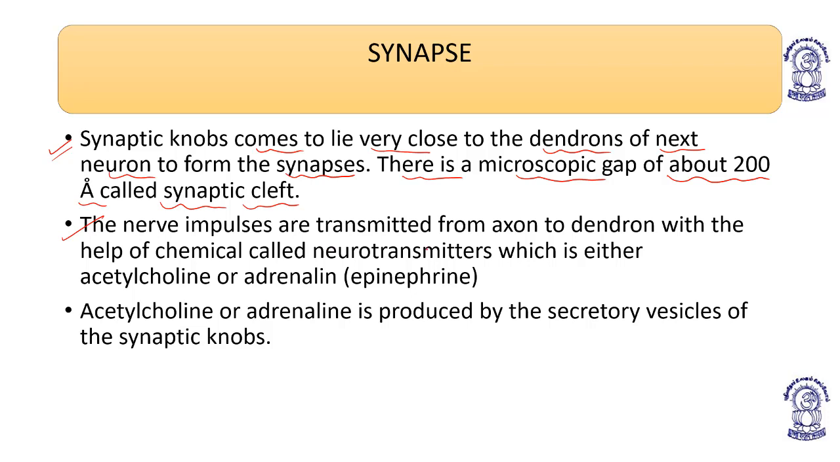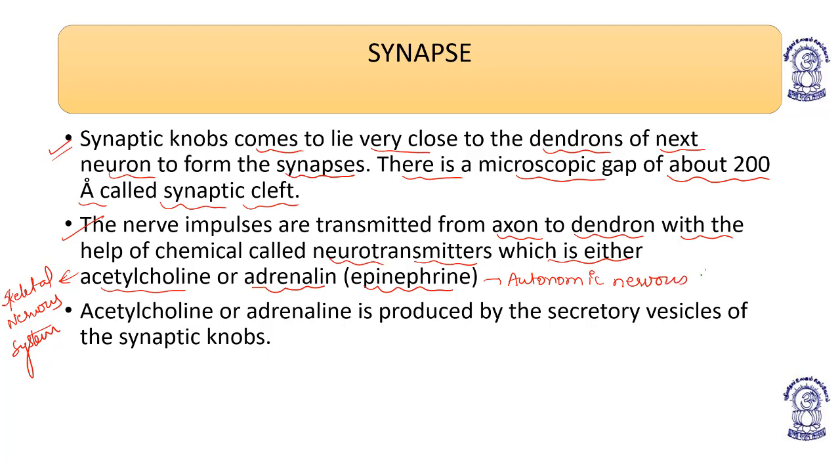The nerve impulses are transmitted from axon to dendron with the help of a chemical known as a neurotransmitter, which is either acetylcholine in case of the skeletal nervous system, and adrenaline in case of the autonomic nervous system. Understood?